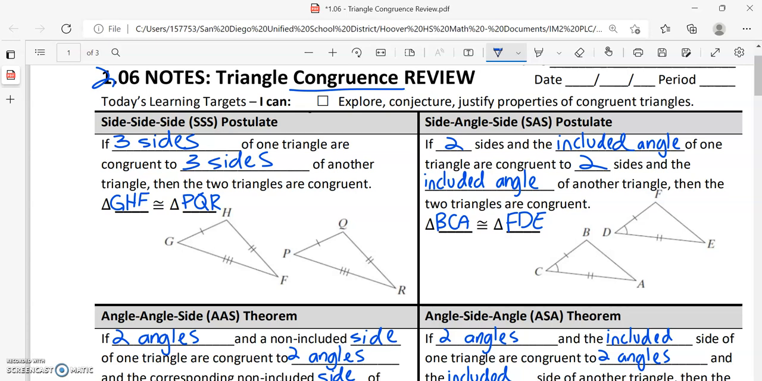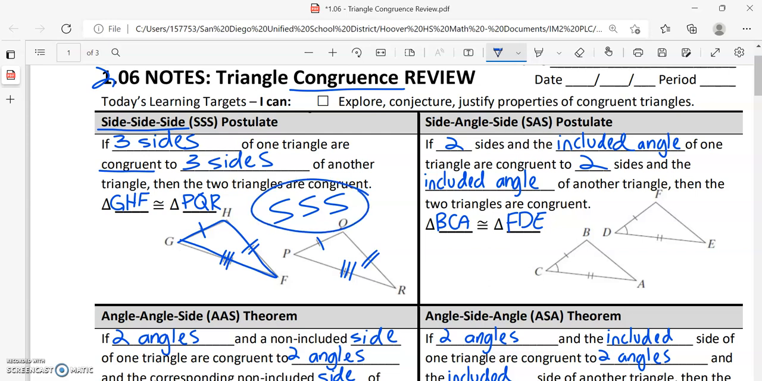So if we have side, side, side of a triangle, like down here, G, H, F, if three sides of one triangle are congruent or equal to three sides of another triangle, then the two triangles are congruent based off of the side, side, side postulate. You can see here GH has one line, with PQ, and then HF has two lines through it, QR has two lines through it, so those are equal, and finally GF has three, and PR has three. So we have three sides that are congruent to the other triangle, therefore because it's side, side, side, these triangles are congruent, or same size.